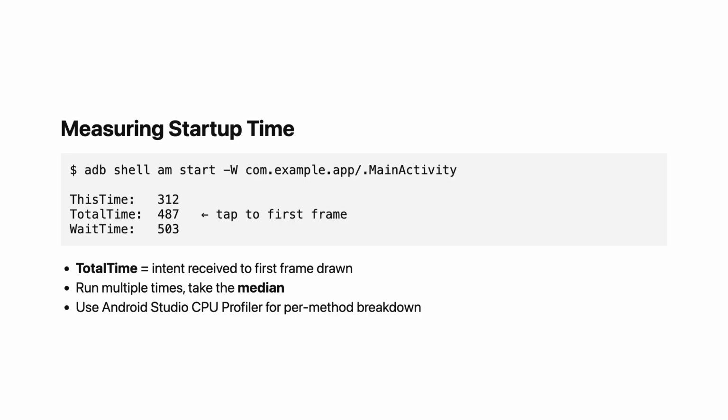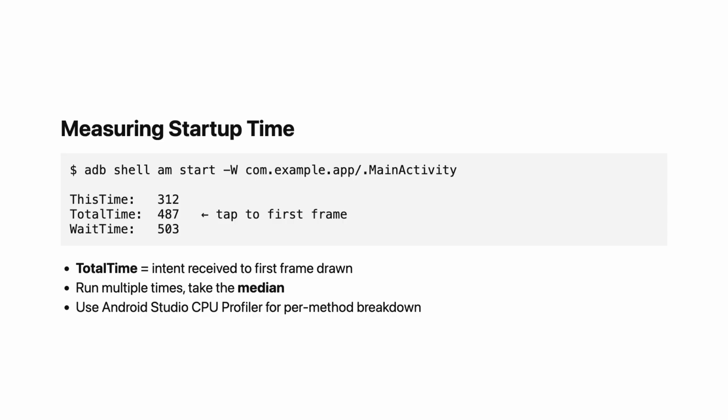For more detailed analysis, you can use Android Studio's profiler. Start a trace before launching your app and you will see exactly where every millisecond goes. You can see Application.onCreate, Activity.onCreate, the measure pass, the layout pass, the draw, all laid out on a timeline. This is how you find a specific bottleneck. Is it library init? Disk I/O? Layout inflation? The profiler will tell you.